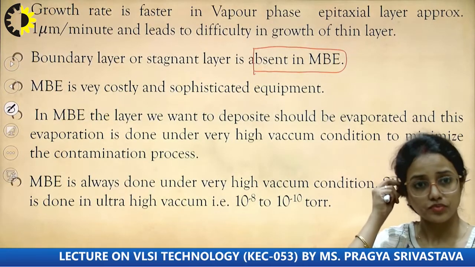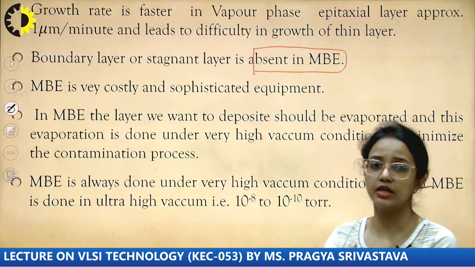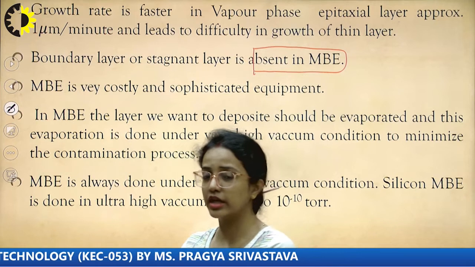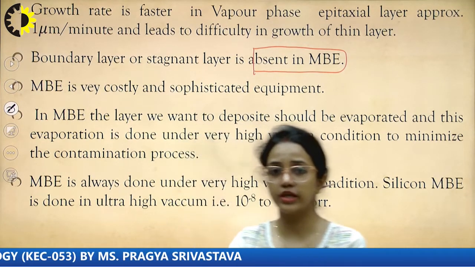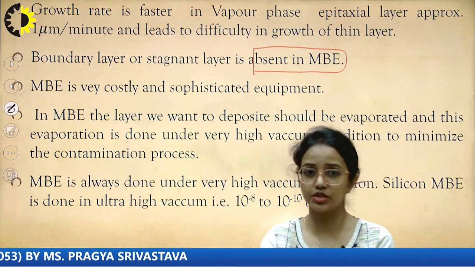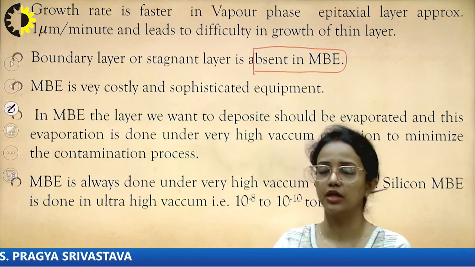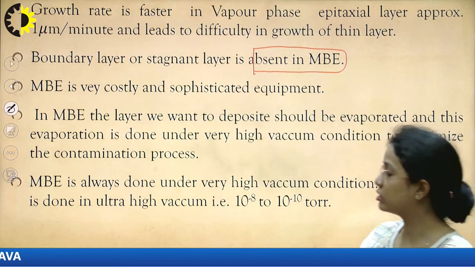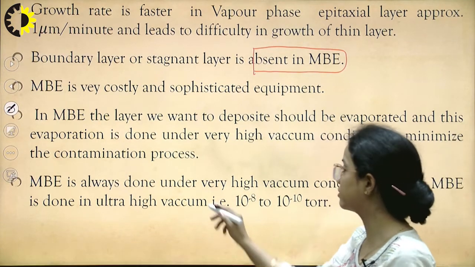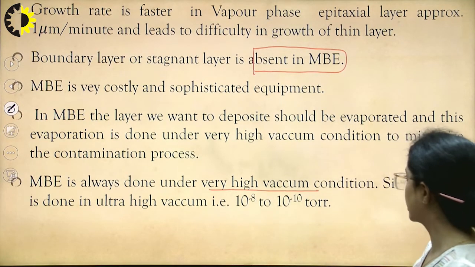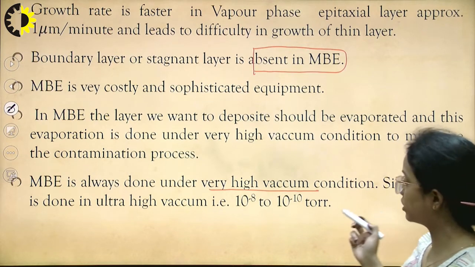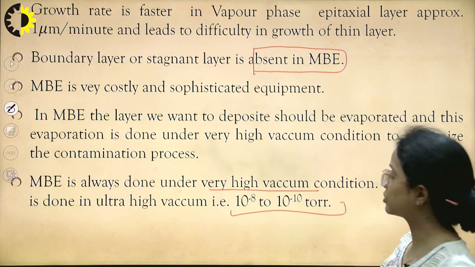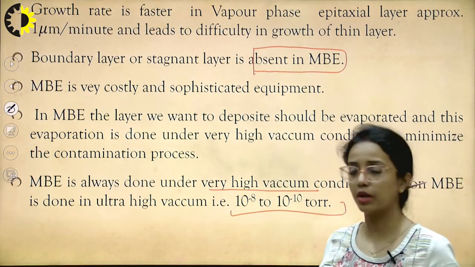In molecular beam epitaxy, the layer which we want to deposit should be evaporated, and this evaporation is done under high vacuum condition. This is to minimize the contamination. Now, molecular beam epitaxy is always done under very high vacuum conditions, and for silicon MBE, it is done at a vacuum of approximately 10 raised to the power minus 8 to 10 raised to the power minus 10 torr.